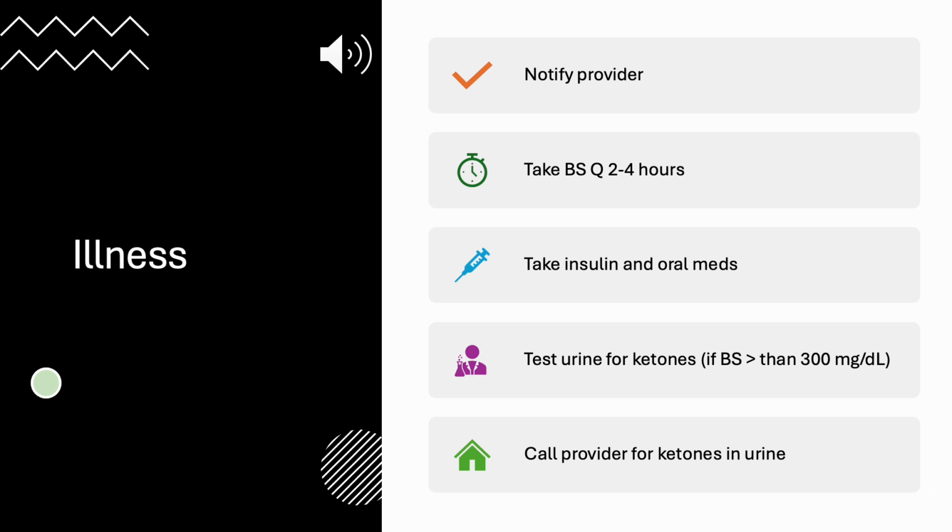You want to encourage patients to test their urine for ketones if their blood sugar goes greater than 300 and call the provider if they do have ketones. If you recall earlier, ketones are an indication that the body is breaking down fat because they are unable to use the glucose to nourish the cells, okay? And call the provider for ketones.